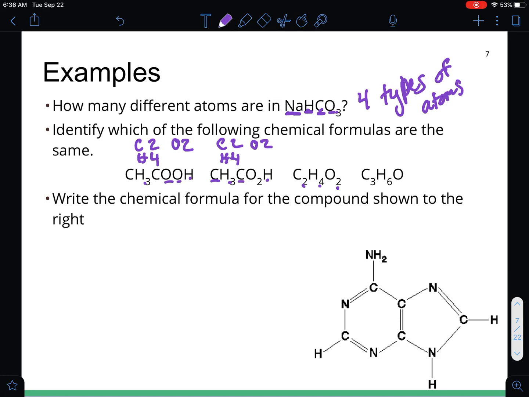And the last one, I can already see that it is different than those first 3. So the ones that have the same number of atoms are the first 3, and the same type of atoms as well.